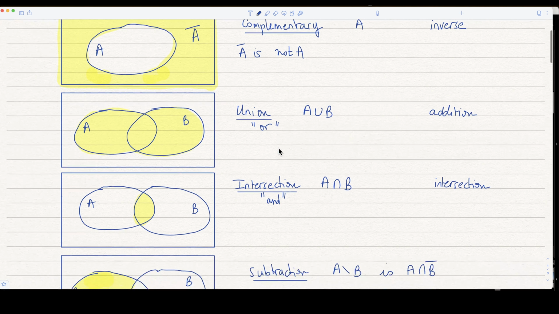The union, or the addition in Lightroom, of two selections is the pixels that are in A or in B.